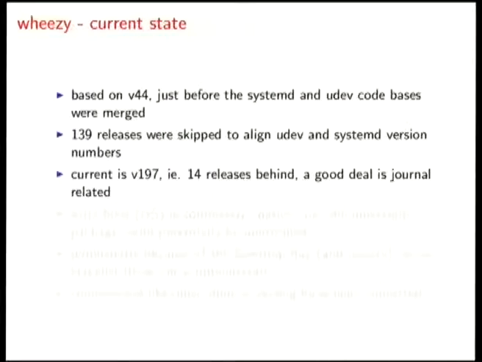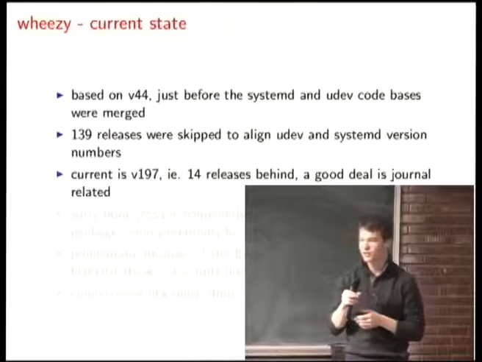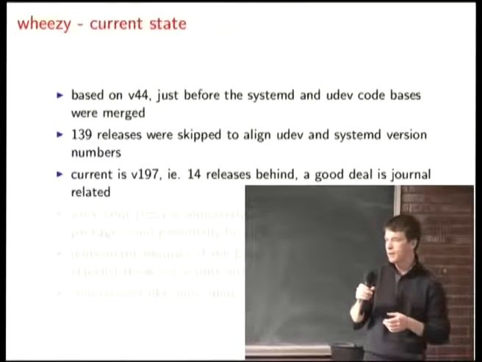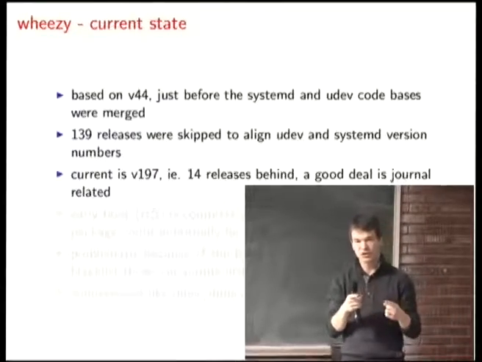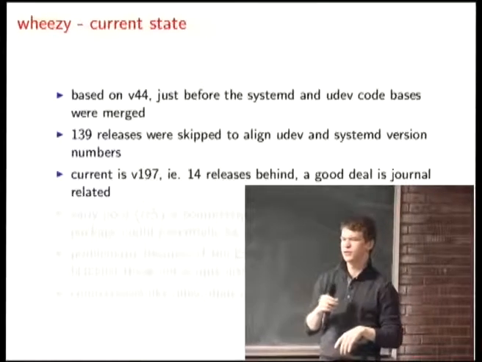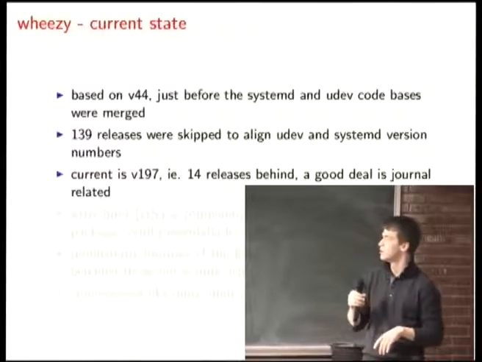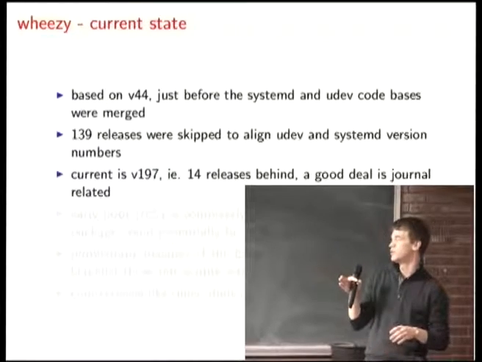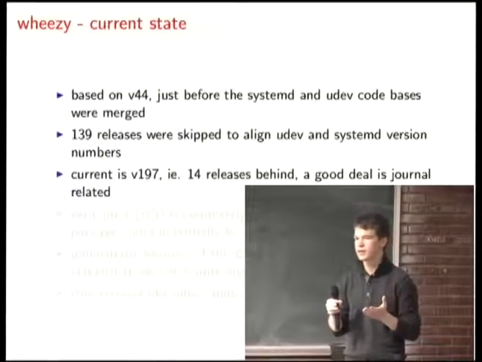Now I want to talk about the current state in Wheezy a little bit. It's based on version 44. I already heard from many people, "Oh, Debian, as usual, outdated." What many people don't know is that systemd and udev were merged. There were a lot of flame wars. But to align the version numbers, we skipped 139 releases, I think. So we are currently 14 releases behind, which is about half a year or something like that.